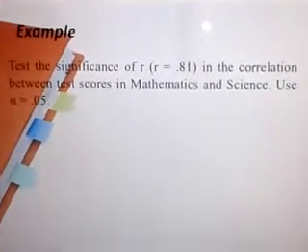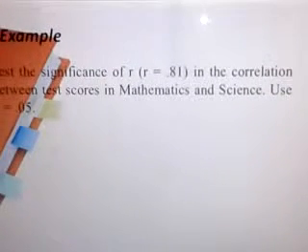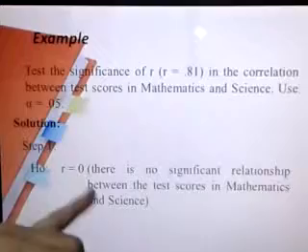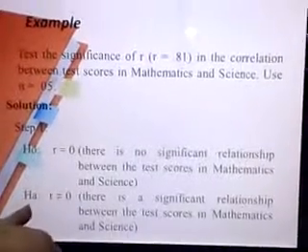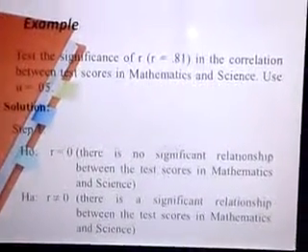Let's have the example. Test the significance of R. R is equivalent to 0.81 in the correlation between test scores in mathematics and science. Then use 0.05 for the level of significance. So the solution. Step 1. Null hypothesis: R is equal to 0. There is no significant relationship between the test scores in mathematics and science. Our alternative hypothesis: there is a significant relationship between the test scores in mathematics and science.